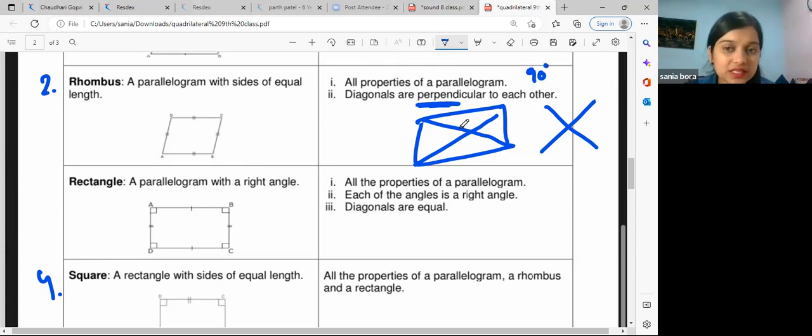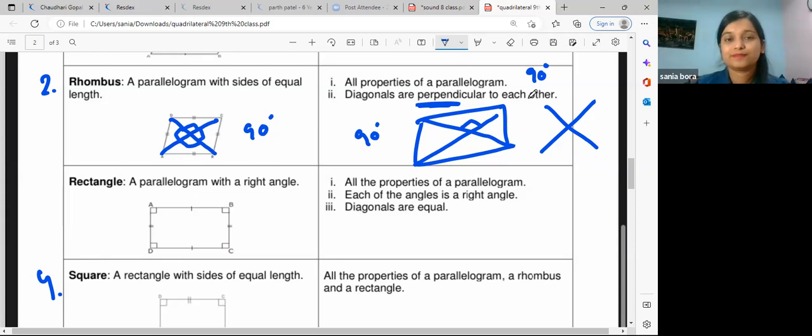So they will be forming an angle over here, and this angle will be 90 degrees. For example, these are the angles formed: one angle over here, second angle, third angle, and fourth angle. All these angles will be 90 degrees. So diagonals are perpendicular to each other. Clear? Okay.